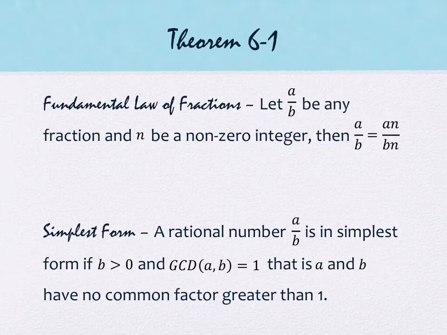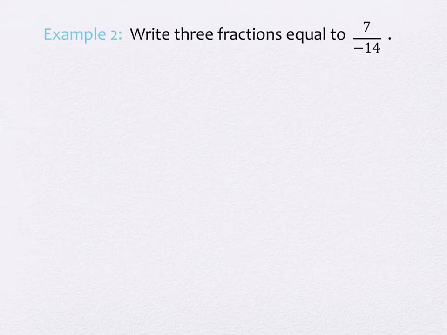All right, I think we have an example next. So here is a fraction. It's 7 over negative 14. Did I move too quickly? Do I need to back up? We're good? Okay. 7 over negative 14. And the directions simply say to write 3 fractions equal to this.